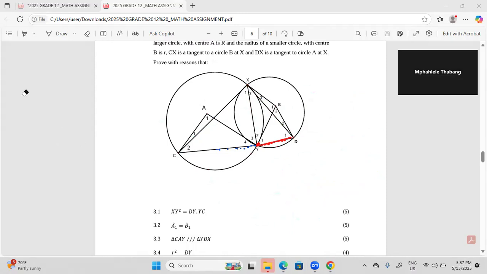Okay. On 3.2, they are saying prove that A1 equals B1. A1, this is the angle.